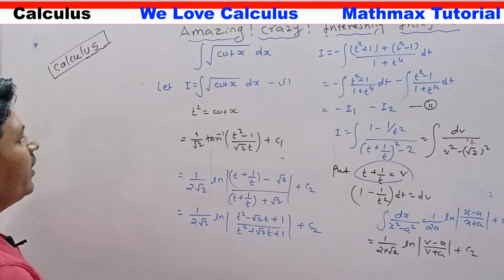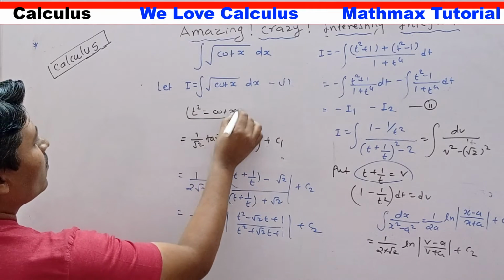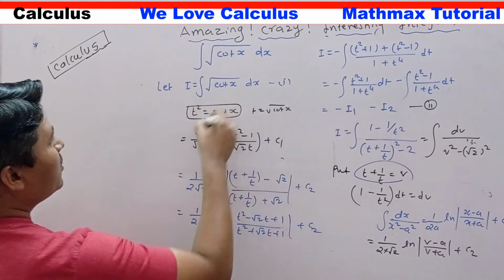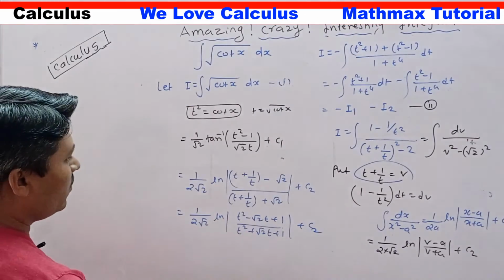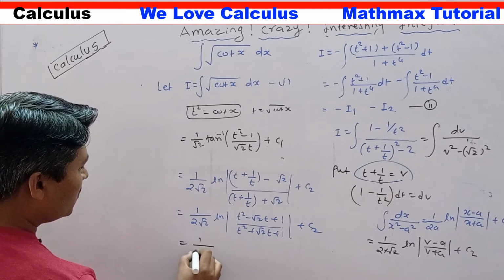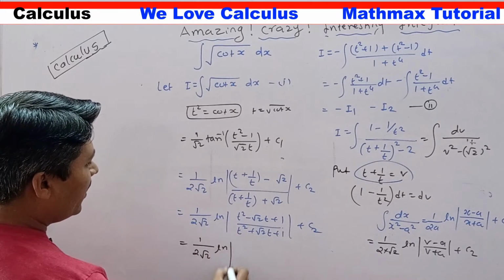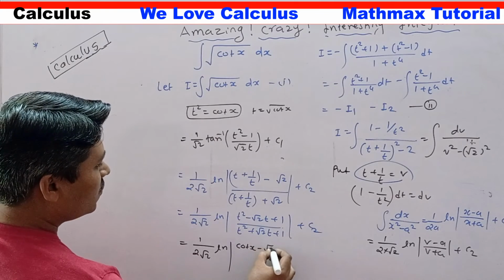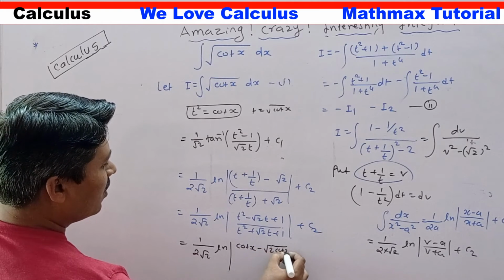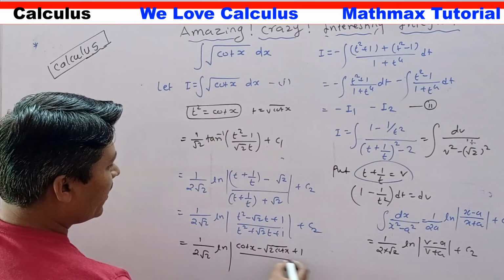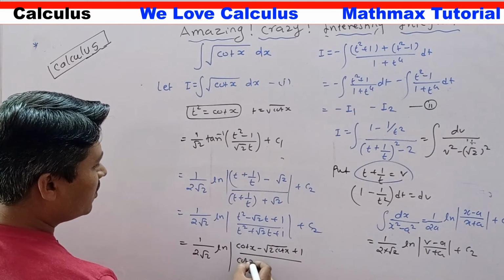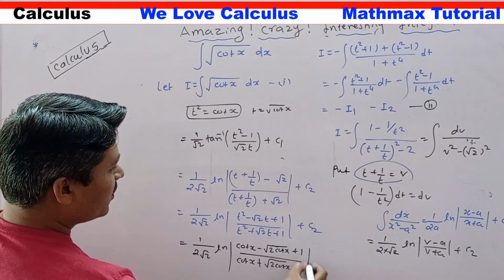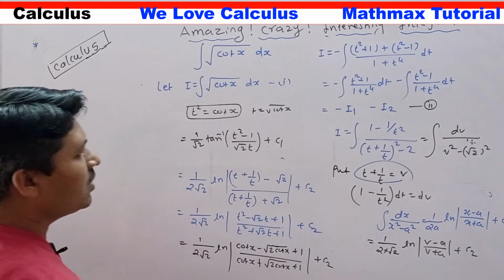And back put here t is equal to root cot x, and t square is equal to cot x. Then this equation becomes 1 upon 2 root 2 ln of (cot x minus root 2 under root cot x plus 1) divided by (cot x plus root 2 under root cot x plus 1), plus c2, the constant.